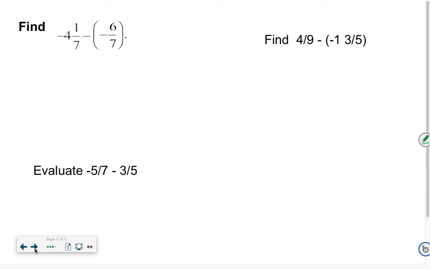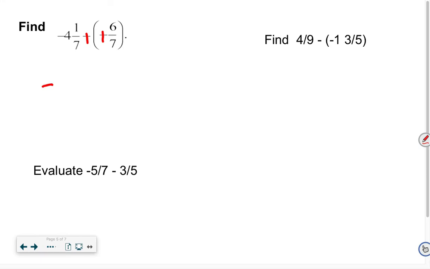Look at the first one: -4 1/7 minus -6/7. I change subtraction to add opposite. Do I have a common denominator? Yeah. So technically here, do I have -4 1/7 plus 6/7? They're not opposites though. Hang on a minute. What's not opposites? The two numbers. Really? They're both negative. Really?